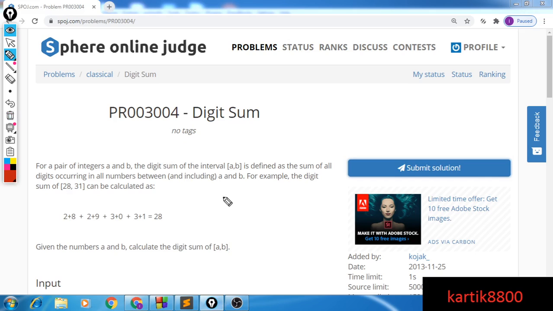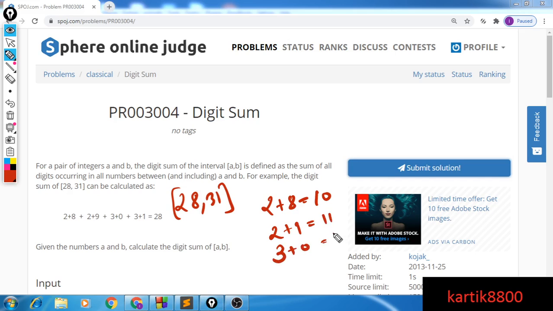So you can look at the example that they have given. Let's say 28, 31. Capital L equal to 28, capital R equal to 31. Your answer will be 2 plus 8 equal to 10, 2 plus 9 equal to 11, and 3 plus 0 equal to 3, 3 plus 1 equal to 4. Add these up: 21, 21 and 3, 24, and 28. Your overall answer becomes 28. And this is exactly what you need to output for any L and R.